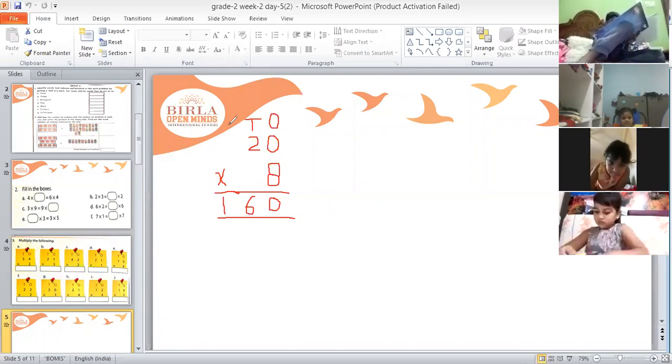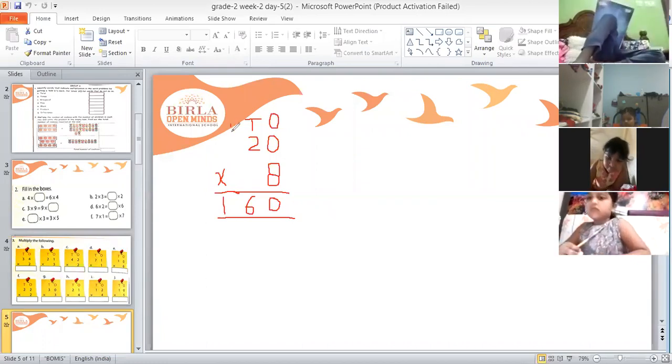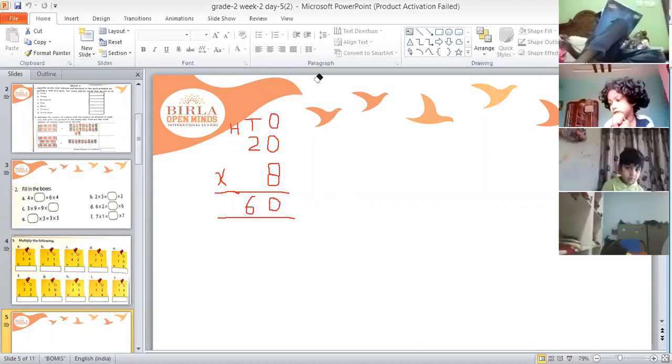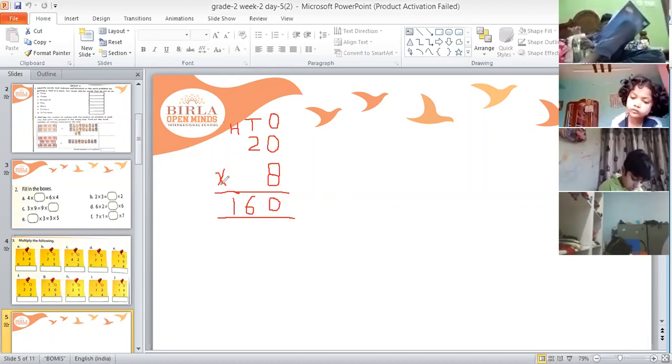Do one thing, children. Erase that multiplication symbol and before that write here H. H stands for hundreds. Okay, and then below that H only you better write 1. That is better. Put this multiplication symbol in other box. Okay, so answer is 160. Answer is 160.